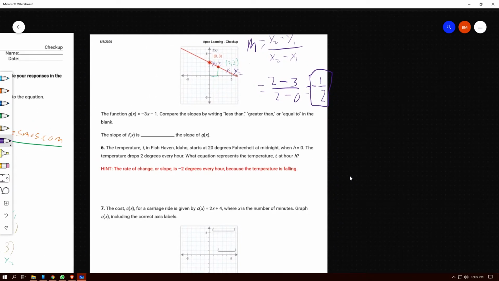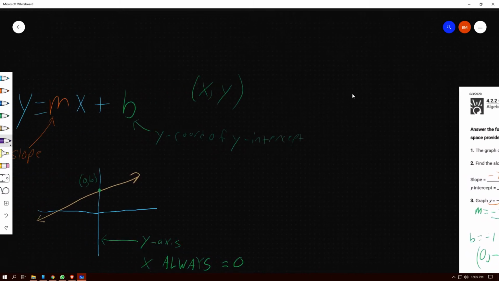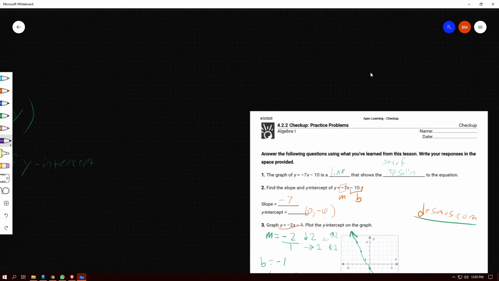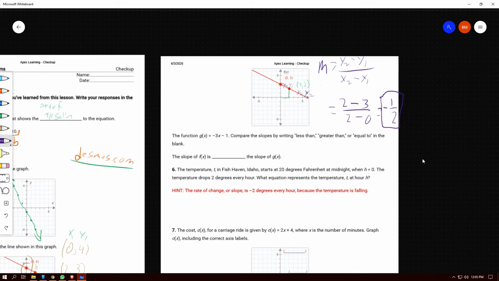What is the slope of the g function? Well, just a reminder over here that the slope is always that number in front of the x. It's always the number multiplying the x. So in this scenario, my slope is this negative 3.